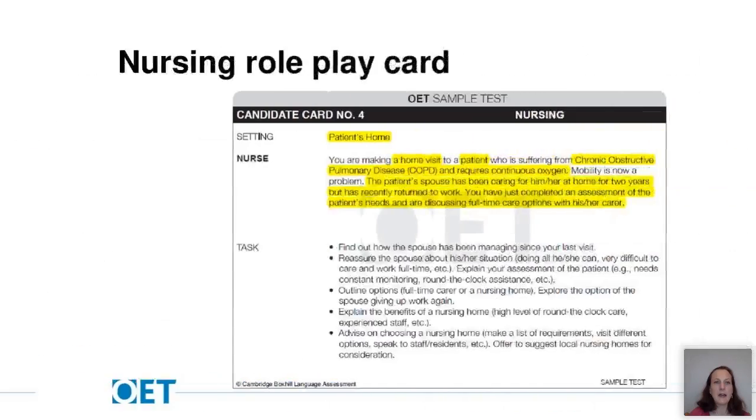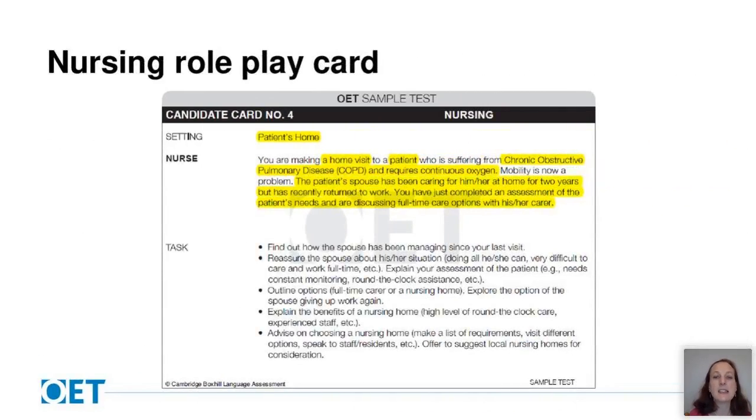Okay, so in this card, the setting is the patient's home, and the background information, which I've highlighted for you on the card, tells us that the patient has COPD and requires continuous oxygen. It also says that you have just completed an assessment of the patient's needs and are discussing full-time care options with his or her carer, which we can see from the previous sentence is the patient's spouse, who has been caring for him or her for the last 2 years and has recently gone back to work.